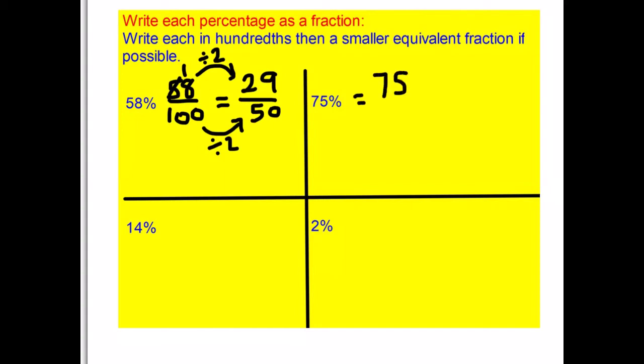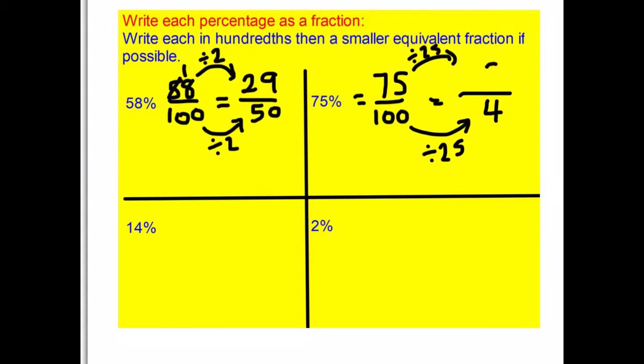75%, so 75 over 100. Then I'm looking for a number that divides into the top, which is our 75, and a number that also divides into the 100. And on this occasion, 25 works best. So 25 into 100 goes 4 times. 25 into 75 goes 3 times.